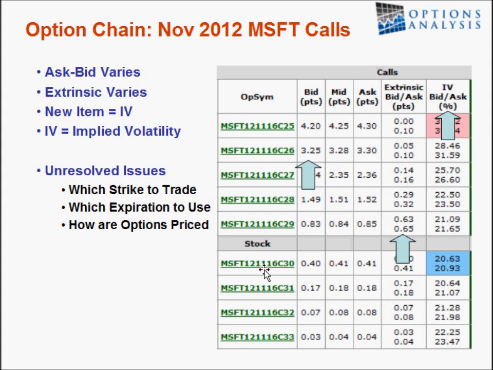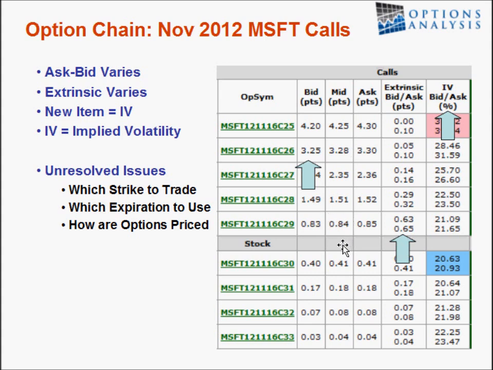We see for the Microsoft call options near the stock price, we get penny differences between the bid and ask. But as we move away from at the money, the difference starts to grow. And at the 25 strike, it's as much as a nickel to 10 cents between the bid and ask.